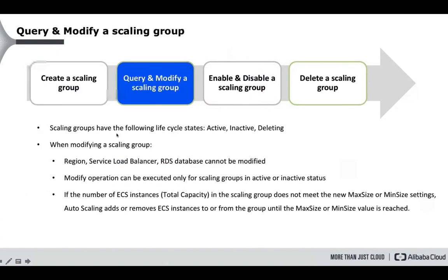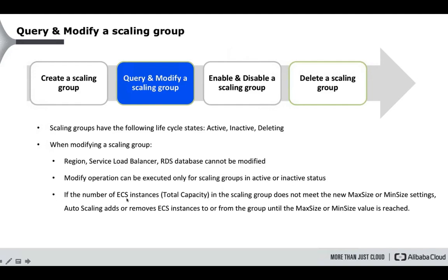Let's move to the next: query and modify a scaling group. There are some points you need to pay attention to. First, scaling groups have the following life cycle states: active, inactive, and deleting. If you want to modify a scaling group, there are some notes you should know. First, region, server load balancer, and RDS database cannot be modified. Second, modify operation can be executed only for scaling groups in active or inactive status.